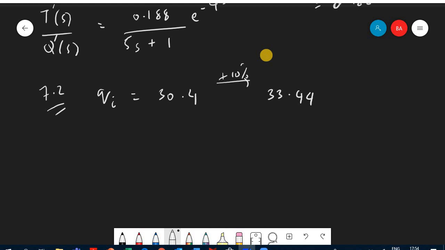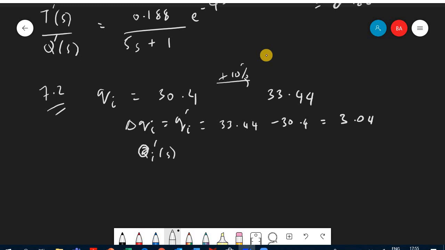Right, that's correct. So delta Qi, or Qi prime, that we already know, is equal to 33.44 minus 30.4, which is equal to 3.04. And if I talk about Qi in this domain, that will be 3.04 over S. I don't know what the question is yet.